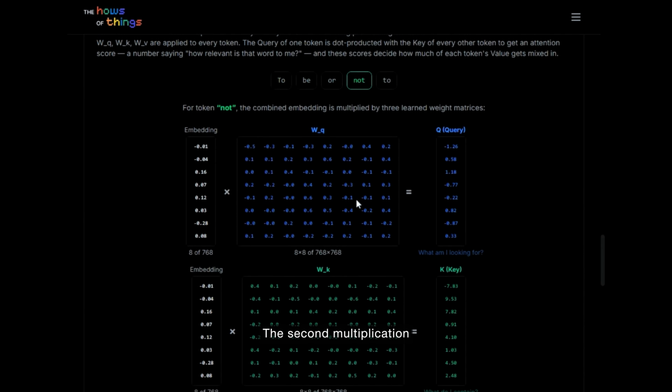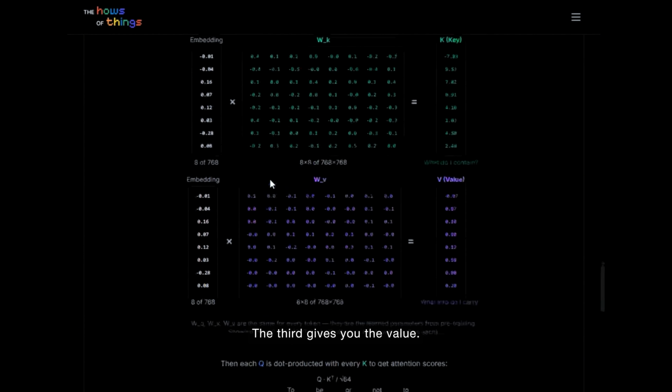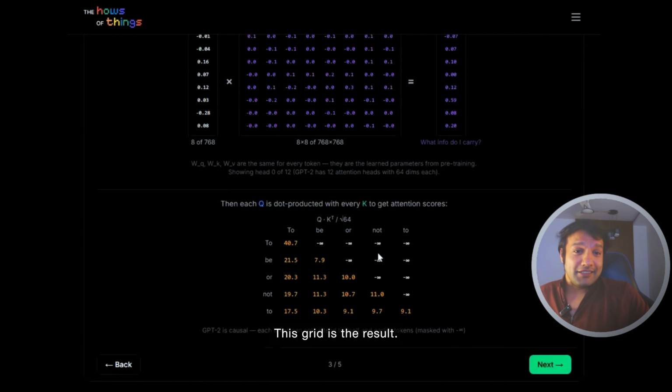The second multiplication gives you the key. That's the token saying, here's what I contain. The third gives you the value. Here's the information I'll pass along if you need me. Every token now has a query, a key, and a value, all from the same embedding, just multiplied by different weights. Let me click on different tokens. See how the embedding on the left changes, but the W matrices in the middle stay the same. Same weights, different input, different output. That's the whole trick.